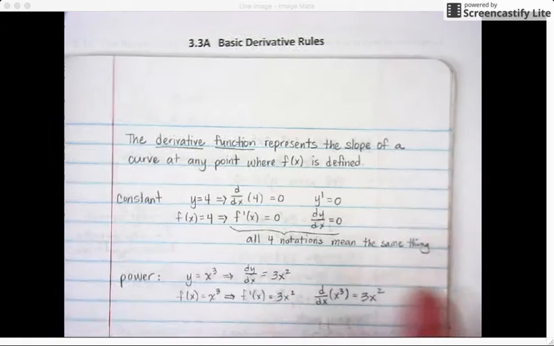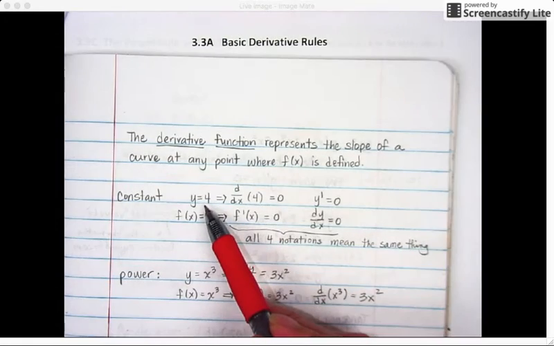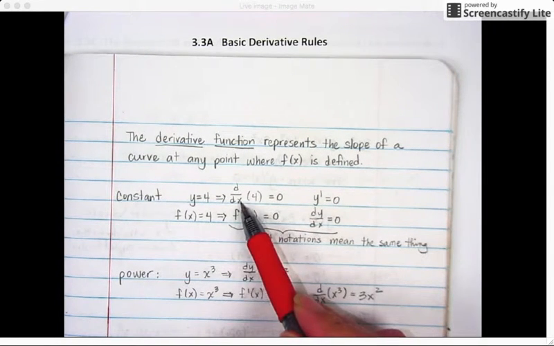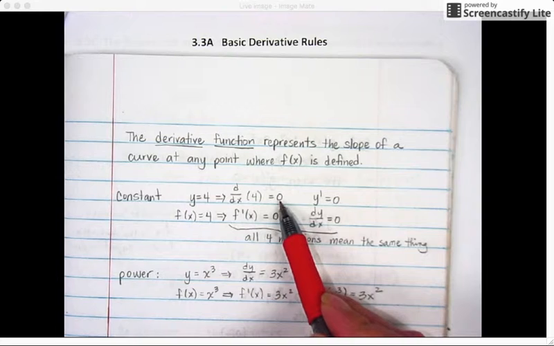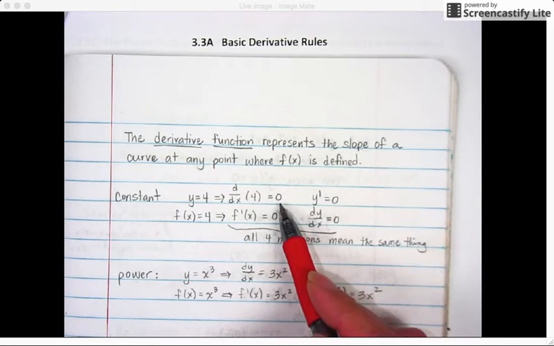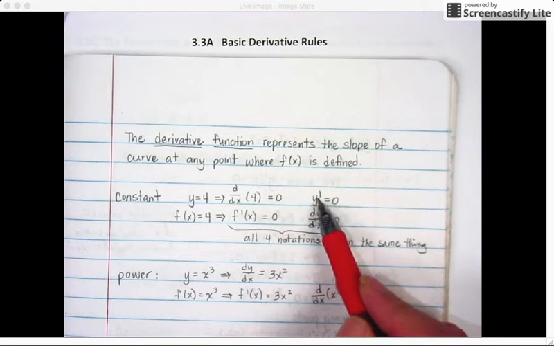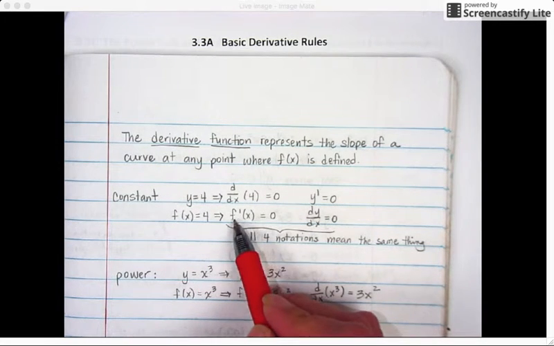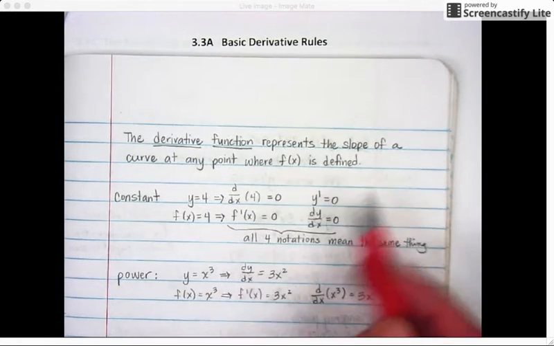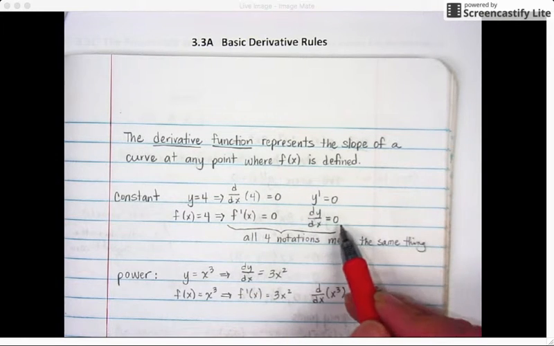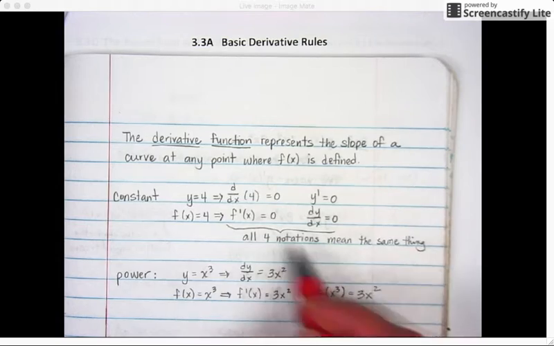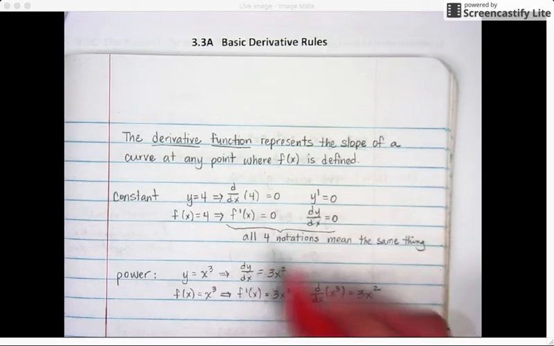Another way of looking at it, let's say my equation was y equals 4. If I took the derivative of 4 with respect to x, my answer would be 0. The tangent line would have a 0 slope. I could also write y prime equals 0. If I said f of x equals 4, the notation would be f prime of x equals 0. Or I could say dy dx equals 0. All of this notation is saying the exact same thing. It's all saying that the derivative of the function is 0.